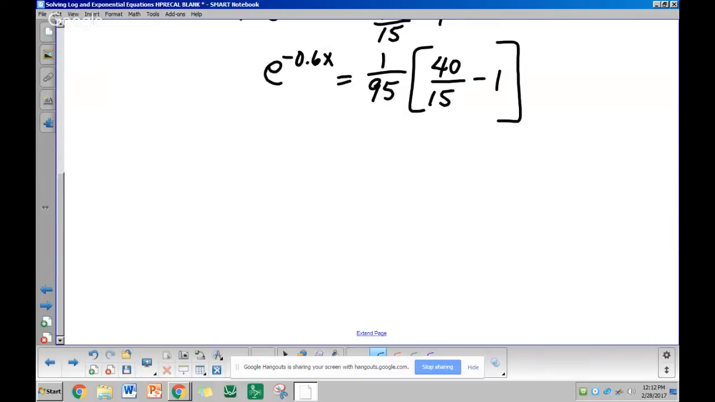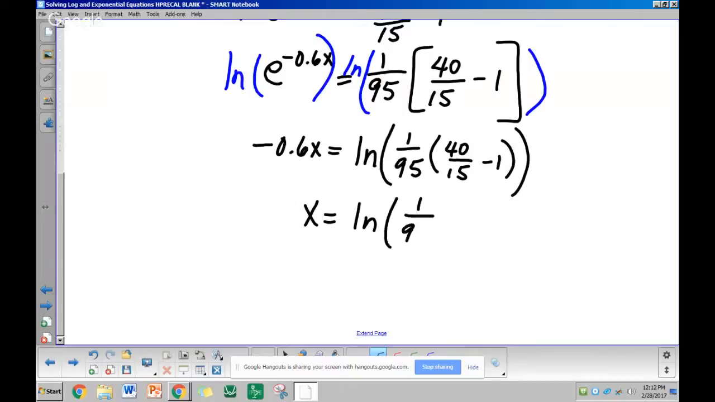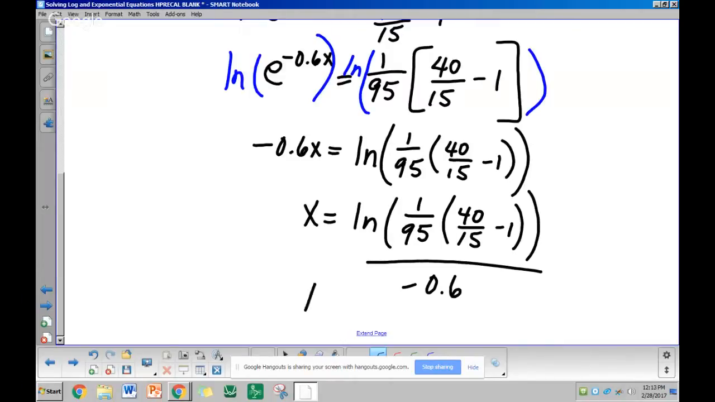And then we take the natural log of all of this, and we get negative 0.6x equals the natural log of 1 over 95 times 40 over 15 minus 1, close parentheses, and then divide by negative 0.6. Very nice. I don't know if anybody's gotten ahead of us and done that, but 6.74. 0.74? 6.74. Thank you.